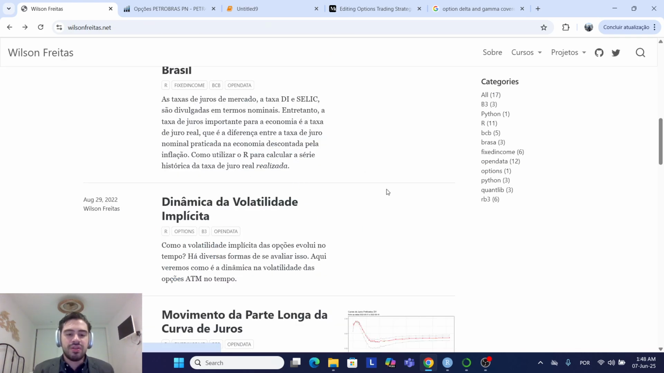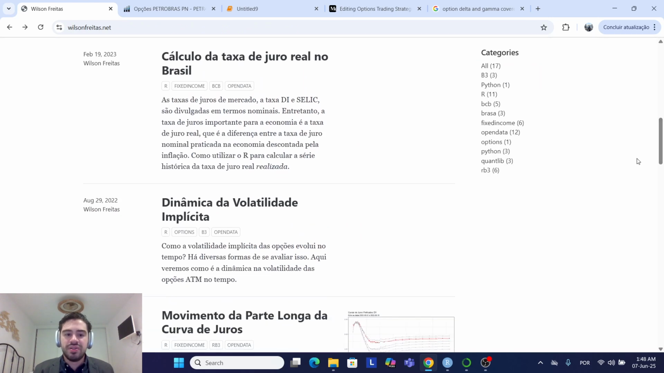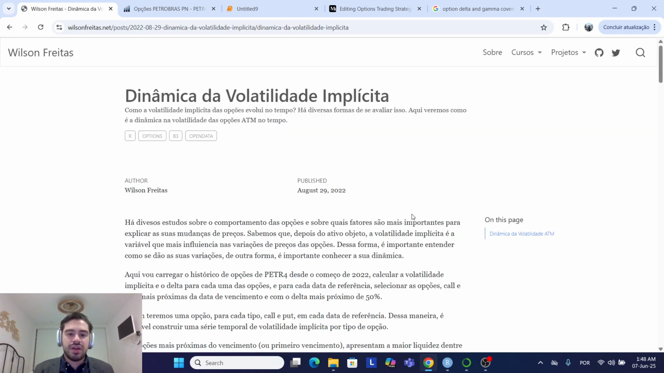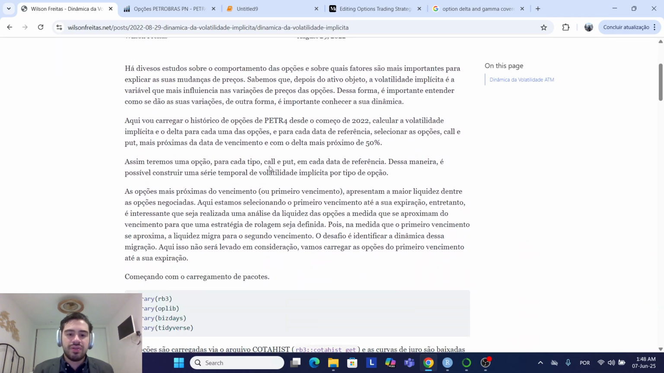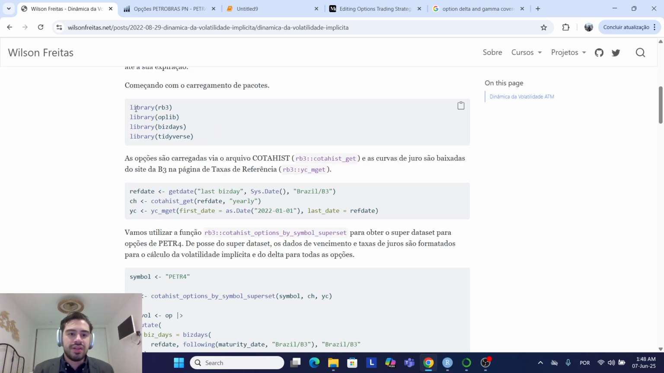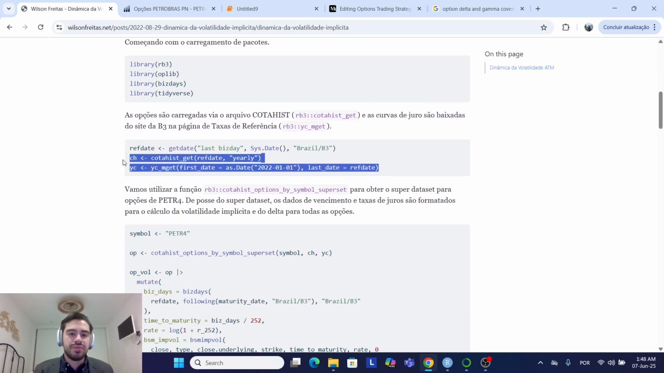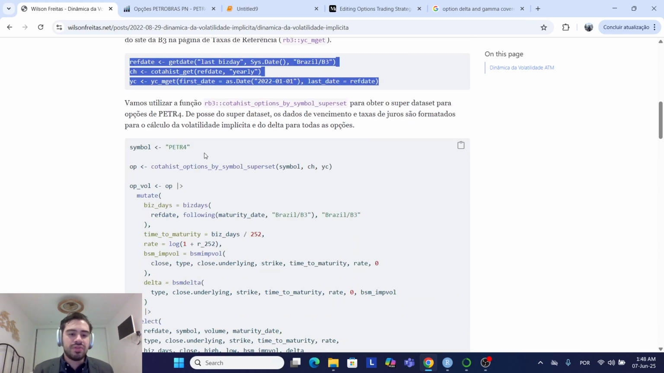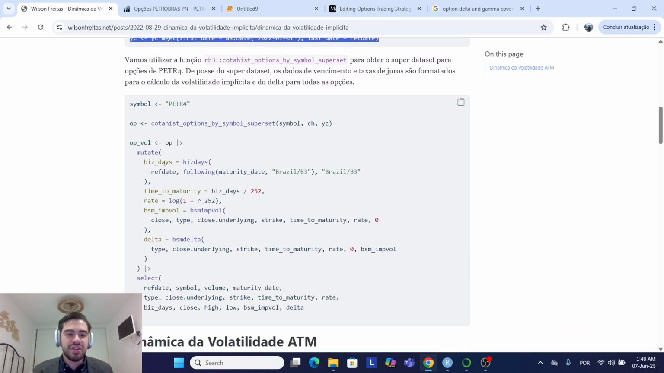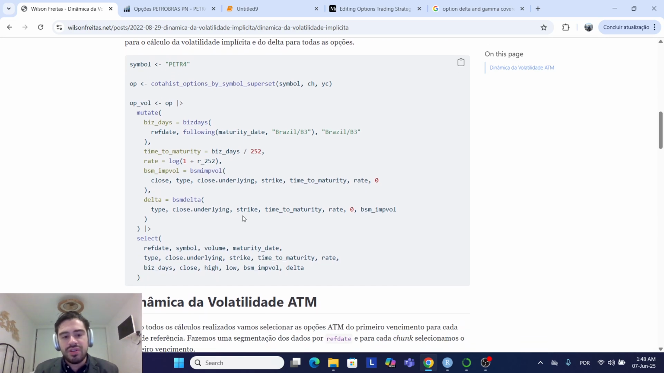So that's his website. He publishes a lot about the Brazilian yield curve, projections, and to get the data, I used his script that is published here. Here he has basically all the script. What he's basically doing is extracting all the data from the Brazilian Stock Exchange, and with that he's getting the implied volatility and the delta from each option.